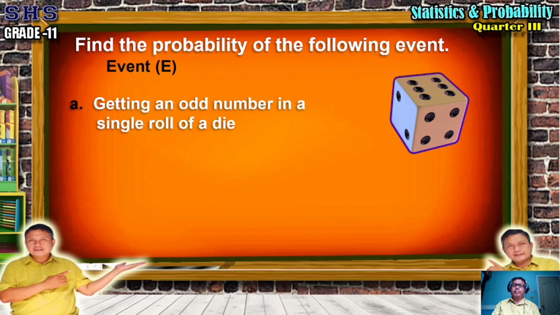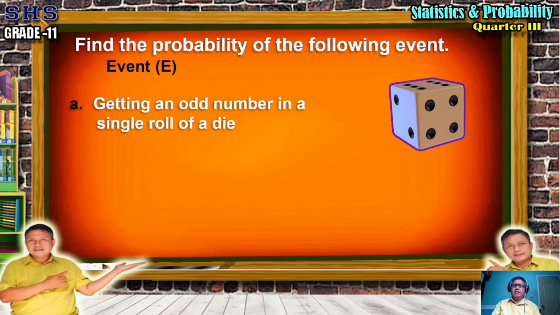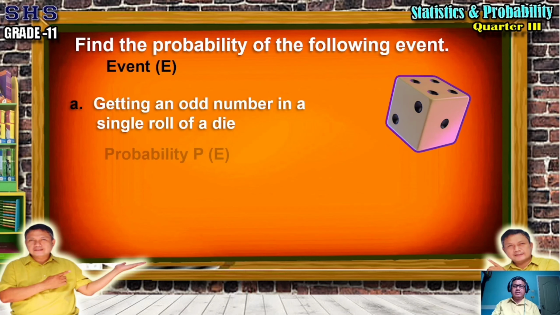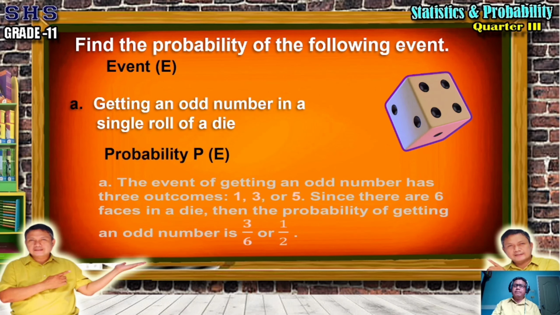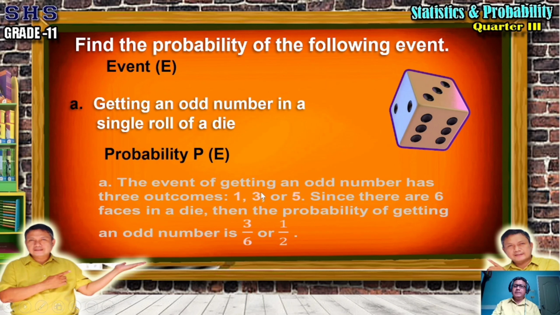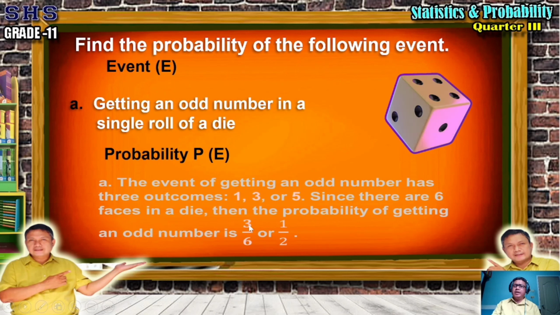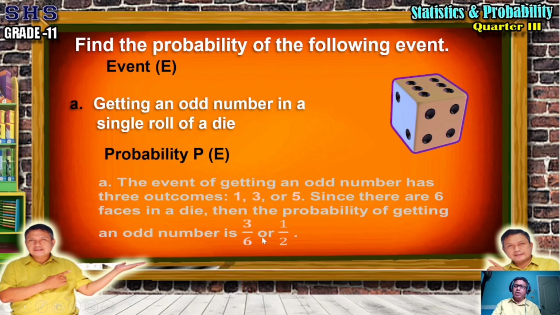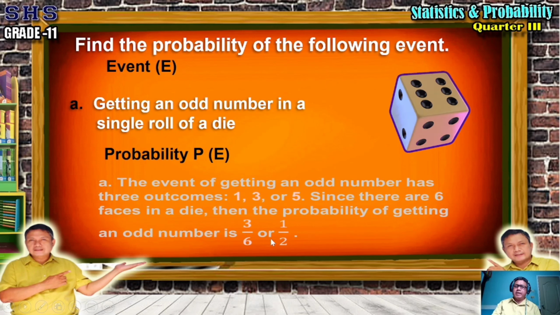So in that case, how many odd numbers do we have? 3. Okay, now how many faces do we have? Okay, so there are 6. Therefore, to get the probability of E, the event of getting an odd number has 3 outcomes. Those are 1, 3, and 5. Since there are 6 faces in a die, then the probability of getting an odd number is 3 over 6. Ito yung ating tatlong odd numbers at ang faces po niya ay 6. Kaya 3 over 6 or expressed in simplest form, that is 1/2. So therefore, the answer is 1/2.